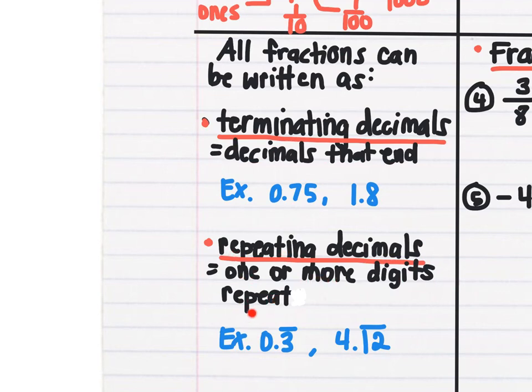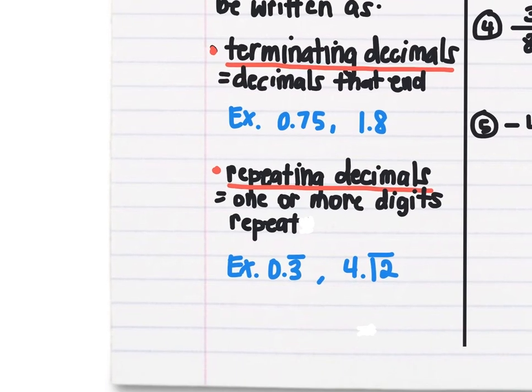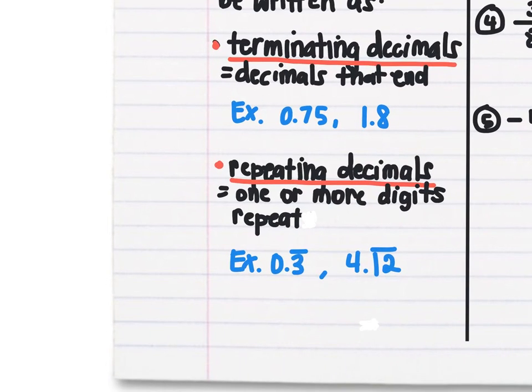So here we'll use a repeating bar. In this example, 0.3 repeating would be 0.333, and then you would see dot, dot, dot after that. So this is what this decimal looks like. And 4.12 with a bar over both digits, that decimal looks like this when you're writing it out the long way. And then you would put dot, dot, dot. Okay, so when the bar's over both digits, those digits repeat.